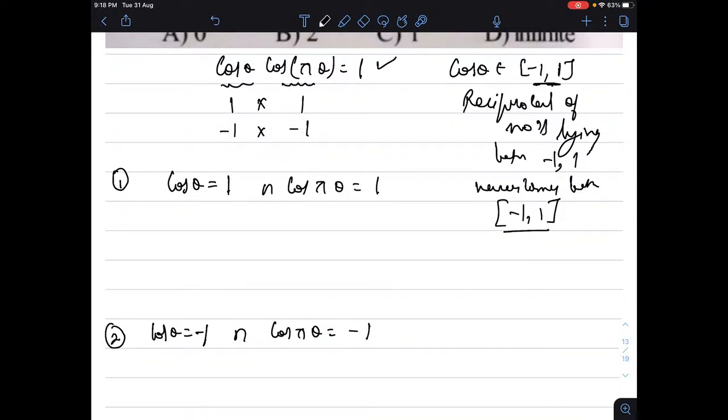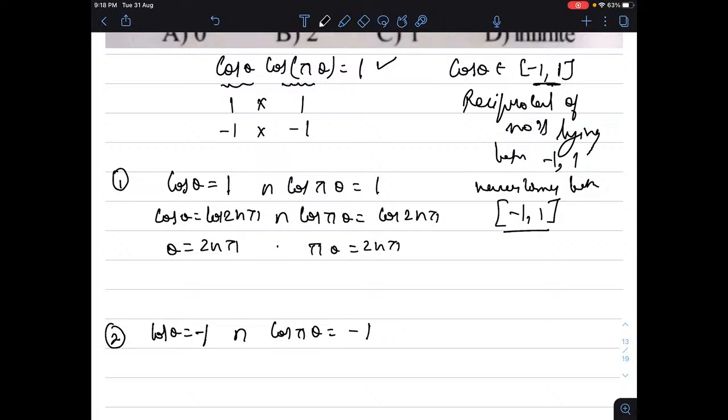Now you might be wondering, sir, how to proceed further. So if cos theta is 1, that means theta is equal to 2n pi. And if cos of pi theta is 1, that means pi theta is equal to 2n pi. So the first thing we can see over here is that theta is 2n pi, and in the second, pi and pi get cancelled with one another, so theta is 2n.